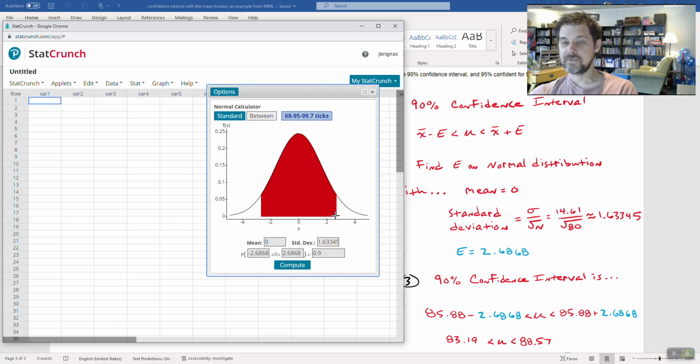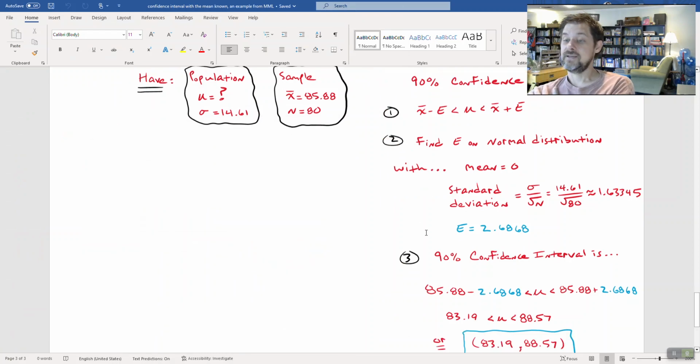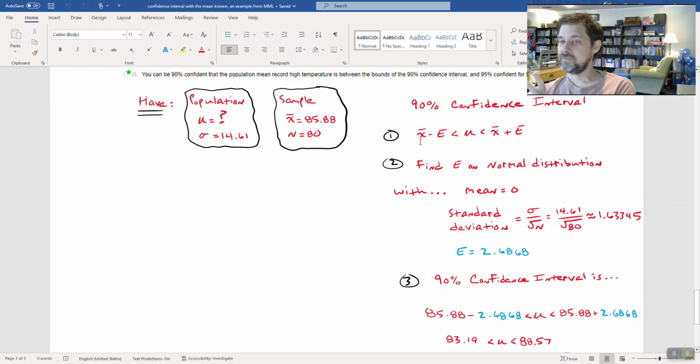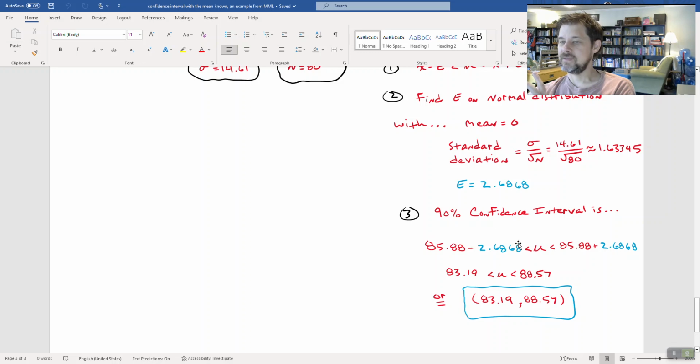And this number right here is the margin of error, and this is its opposite, and that is 2.6868. So E, the margin of error, is 2.6868. Okay, so I found it. My confidence interval for the mean is, what was it? Sample mean, 85.88, minus margin of error on the low end, sample mean 85.88 plus margin of error. That will give you this: the population mean with 90% confidence is more than 83.19 but less than 88.57.